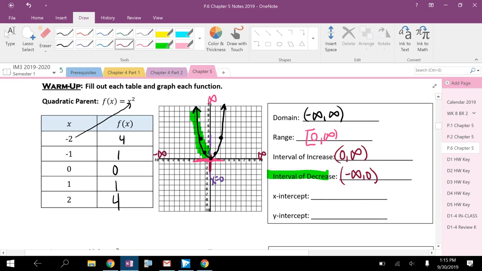Okay, so going back here. Now, what is both the x and the y intercept in this case? 0, 0. Okay, so just kind of talking again about what we learned in chapter 4, part 1. And we will now talk about cubics in a second once everyone's got this down.